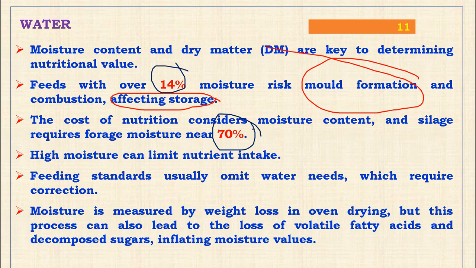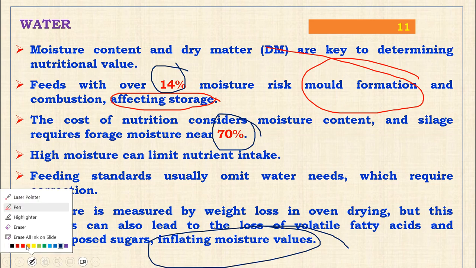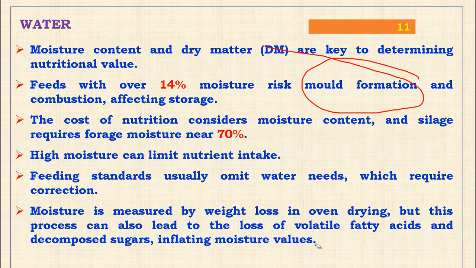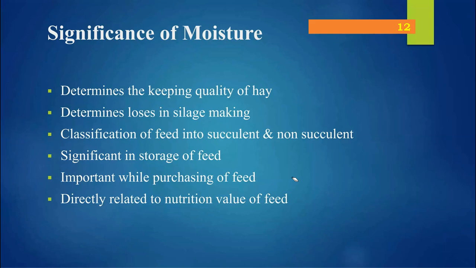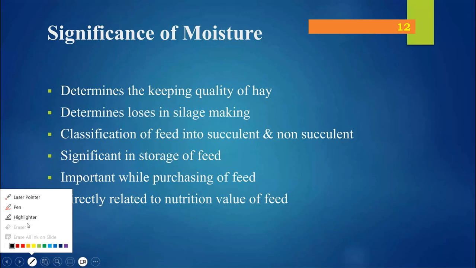But this process can also lead to loss of some volatile fatty acids, VFAs, especially the cattle nutrient, and decomposed sugars or other volatile content, inflating moisture values. All these things need to be taken into account. Hence, one needs to calculate all these things before the moisture is properly taken into care.